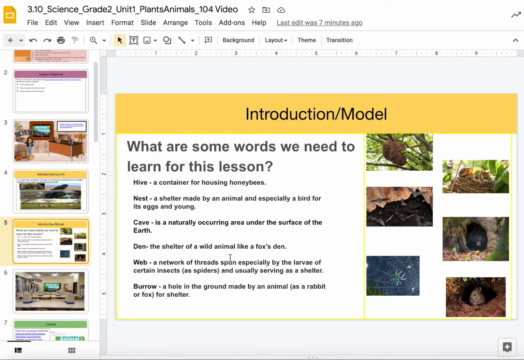A den is the shelter of a wild animal like a fox den, and this is what a bear den looks like. A web is a network of threads spun especially by the larva of a certain insect, as spiders, and usually serving as a shelter. And this is what a spider web looks like. And it is not for Spider-Man, guys. A burrow is a hole in the ground made by an animal, such as a rabbit or a fox, for shelter. And this is what a rabbit burrow looks like.